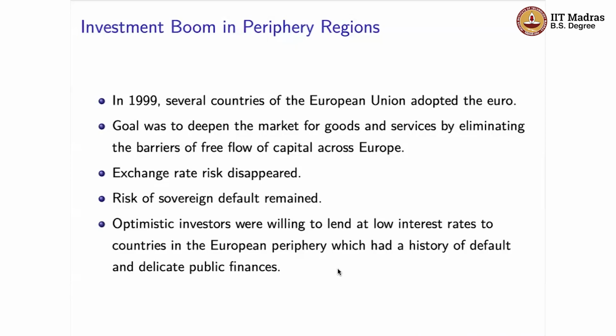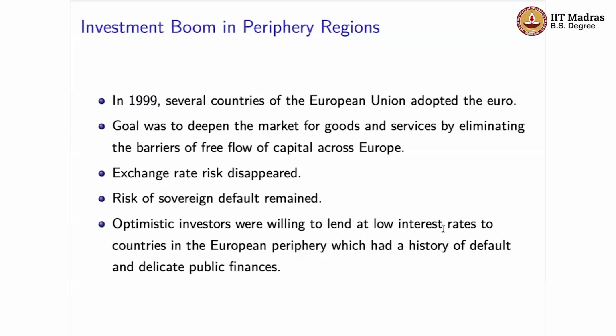However, investors were optimistic and they were willing to lend at low interest rates to countries in the European periphery, which had a history of default and delicate public finances. So what do we mean by countries in the European periphery? Think about countries in the southern part of Europe, typically the countries to which the crisis spread. Think about countries like Greece, Spain, Portugal, Italy, and so on, right?